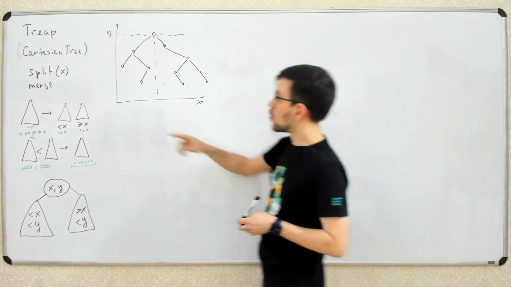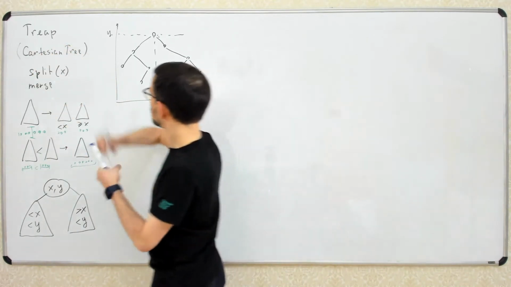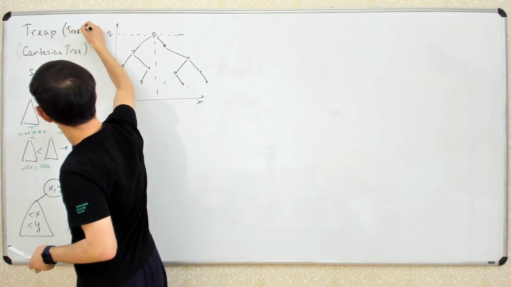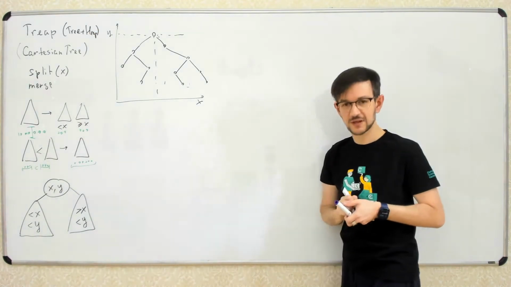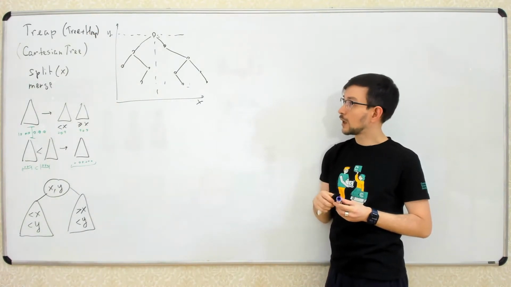So why is it called a treap? The name actually comes from two words. It's tree plus heap. So that's basically the story behind this name.